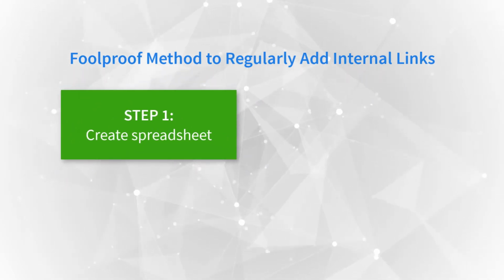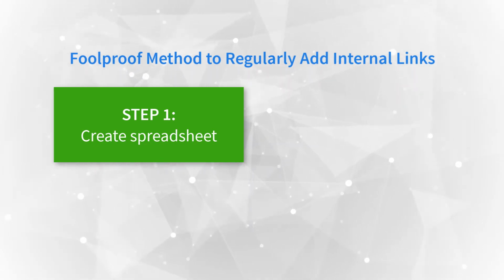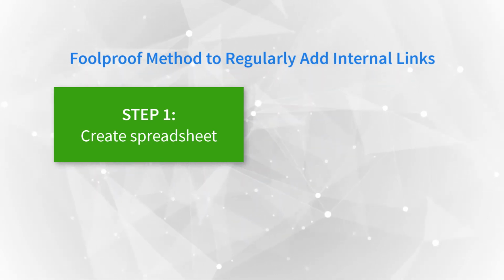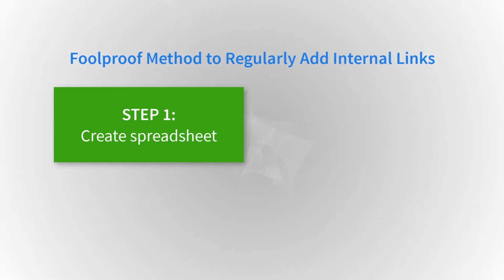So the first step is you'll create a spreadsheet. So start a simple 2-column spreadsheet. One column will be the page URL, and then the other column will list keywords that you're targeting on that page. And only include URLs for pages you want to focus on for your SEO efforts.